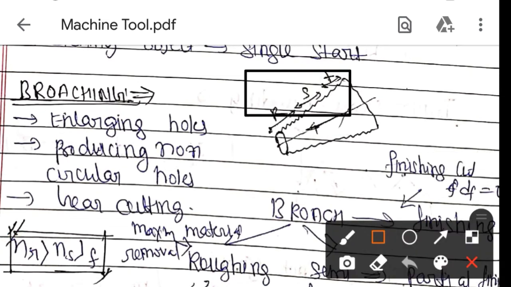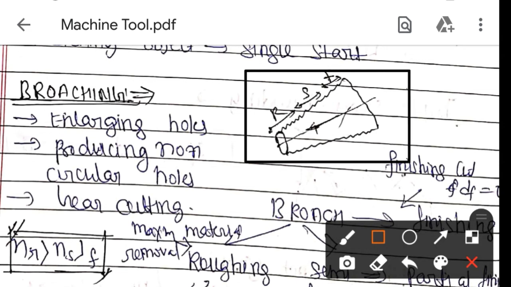So this is the broaching tool. The broaching tool mainly contains roughing teeth, which I have denoted over here as R, semi-finishing teeth, which I have denoted here as S, and finishing teeth, F. The length of the broaching tool contains the length of the roughing teeth plus the length of the semi-finishing teeth plus the length of the finishing teeth. The combination of these three teeth, roughing, semi-finishing, and finishing, is used to enlarge the holes.